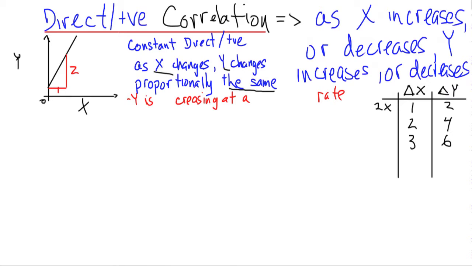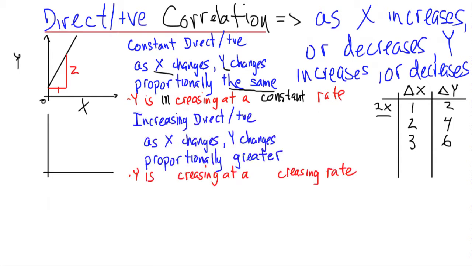Or another way to describe a constant direct correlation is that y is increasing at a constant rate. Here, the constant rate is 2 times x. Now this could vary. It could be 2x, or it could be half x, or it could be 1x, where an increase in x brings about the same amount of an increase in y.